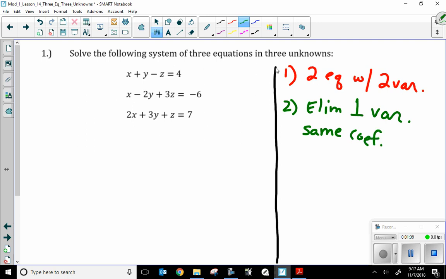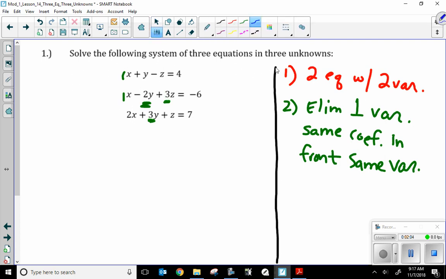coefficients. Now, coefficients are the numbers in front of the variables. Okay, that's 2, 3, 3. Don't forget, these are ones. If they're not written, they're ones. We need the same coefficient in front of the same variable, all right?